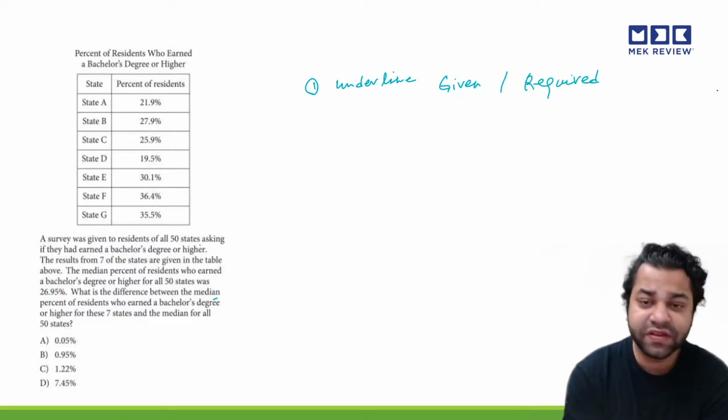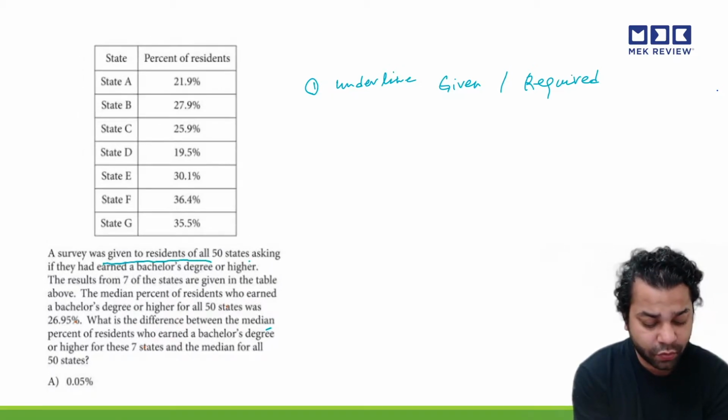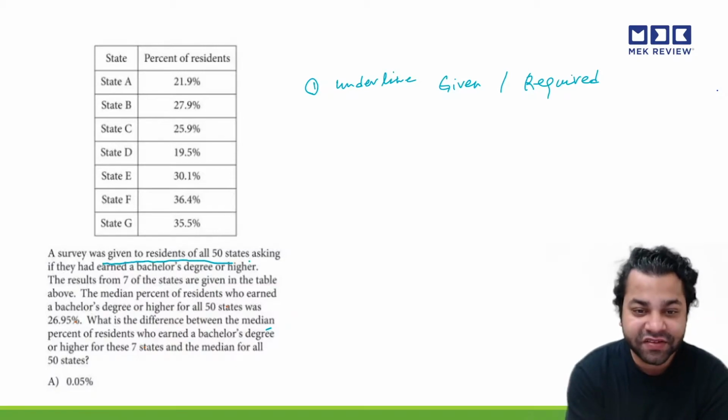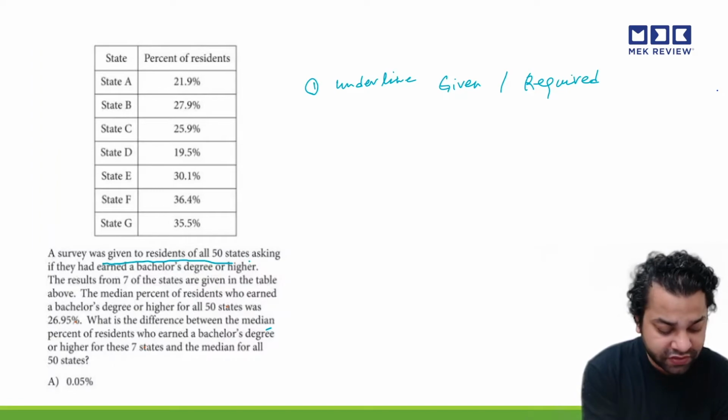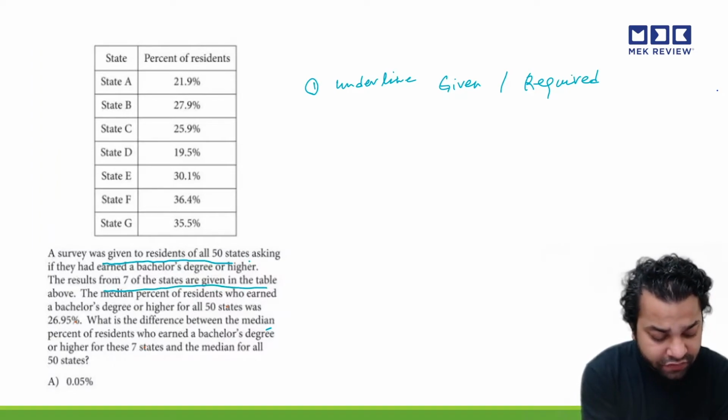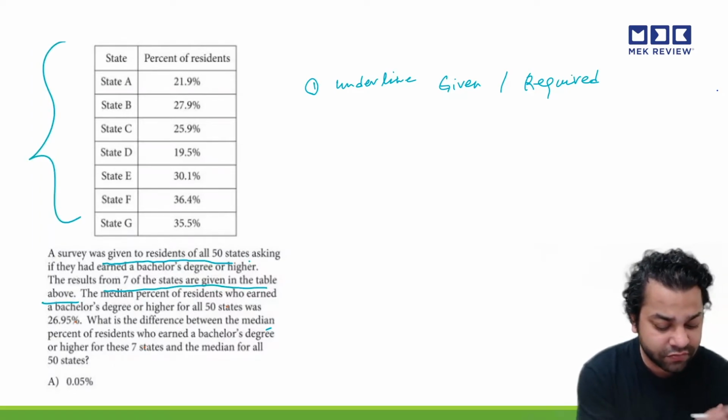So in this case, what's the given information? A survey was given to residents of all 50 states. The word given is there, right? Asking if they had earned a degree or higher. The results from 7 states are given in the table above. Again, the word given comes up. So that's what they're giving you. They surveyed 50 states, but they're giving you 7.